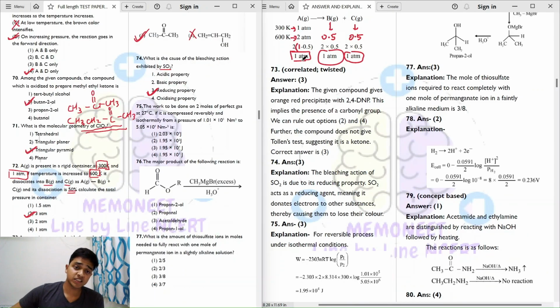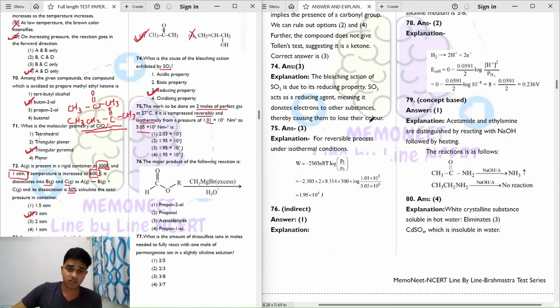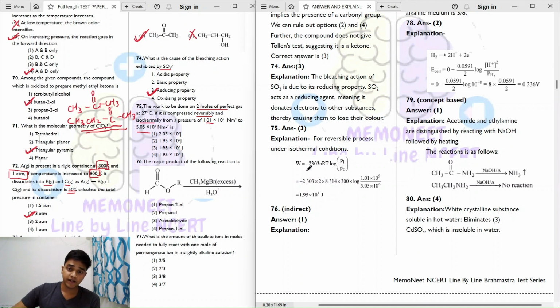Moving on to the next question, the question says the work to be done on 2 moles of perfect gas at 27 degrees Celsius if it is compressed reversibly and isothermally. Okay, so we are given a reversible and isothermal process, and we have the initial pressure and the final pressure also given to us, and we have to find out the work done. So it is a very basic question, right? We just have to use the formula for work done in case of an isothermal reversible process. So the formula for work is given as minus 2.303 nRT log P1 divided by P2, which is the initial pressure divided by the final pressure.